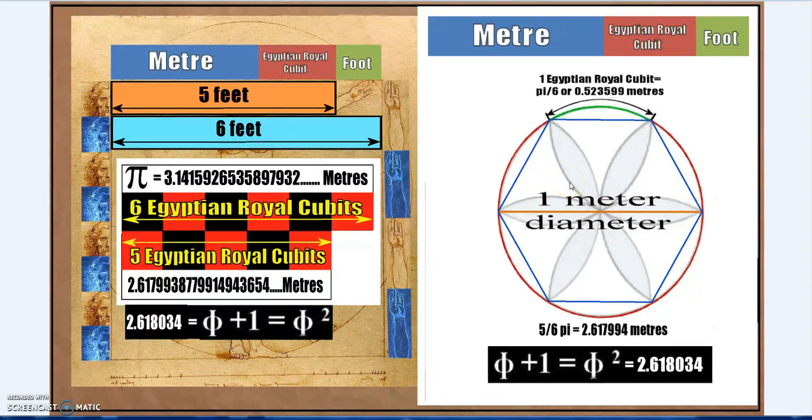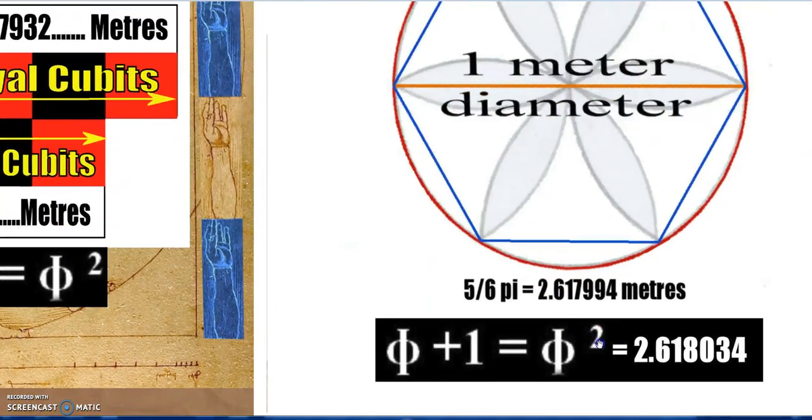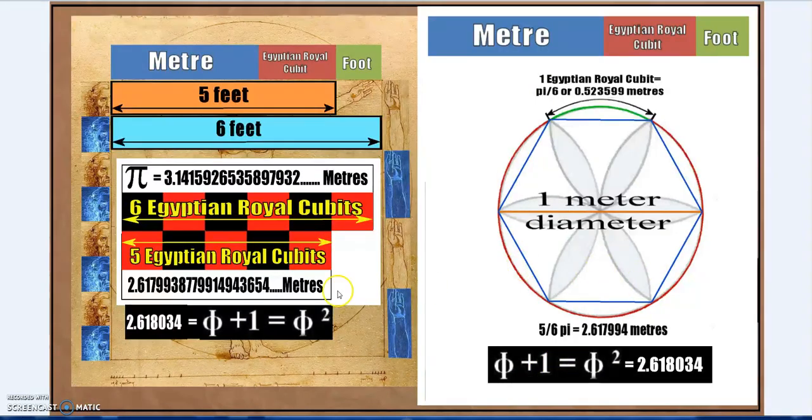is again a constant. If you draw circles, all keeping the same radius and diameter, you create the seed of life, the flower of life, fruit of life geometry, which is full of information. So 1 meter diameter, therefore pi meters circumference, 1/6 of that being 1 Egyptian Royal Cubit, 5/6 times pi, being within, again, the thinnest human hair distance from exactly phi plus 1 or phi squared meters. So that's shown as a circle.